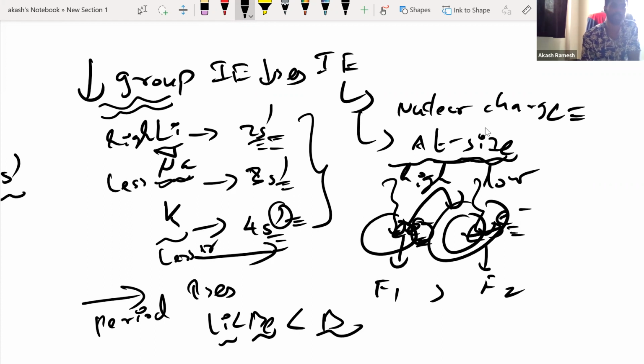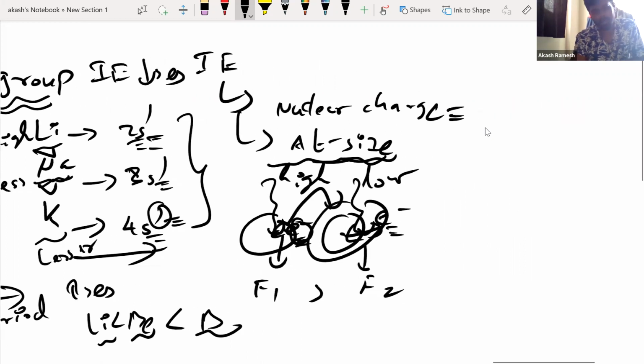But in this case, lithium will have maximum energy, then comes the sodium, then comes potassium. Down the group, it decreases. Along the period, it increases. Very, very simple. Okay, fine. Now, what about the first ion?